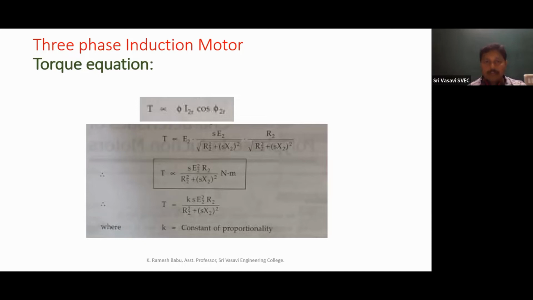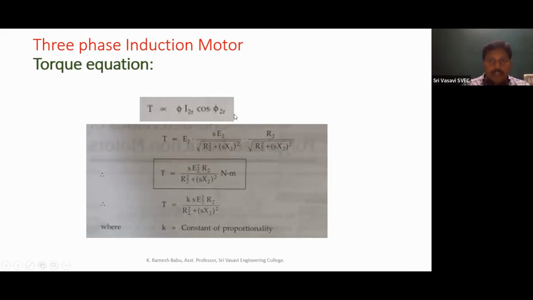Okay, the torque is directly proportional to φ, the rotating magnetic field in the stator, I2R, the rotor current in running condition, and cos φ2R, the power factor in the rotor circuit in running condition. So T is directly proportional to φ I2R cos φ2R.